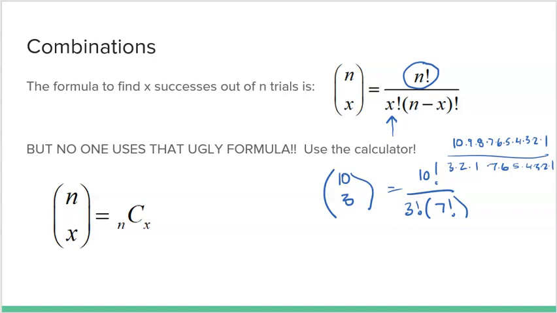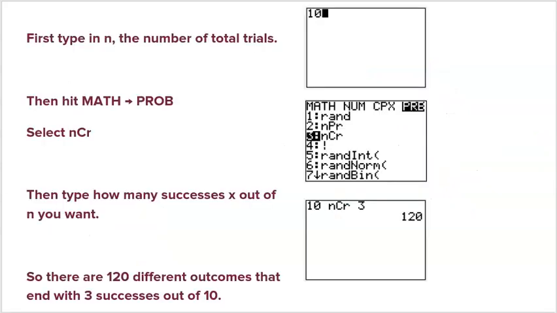You know what? Our calculator could do it all for us. So we don't even have to do that work. We have a command on our calculator that looks like this: 10 choose 3. And this command does exactly the math here. So instead of us doing the math, we could have our calculator do it for us. Here is how you get that command.